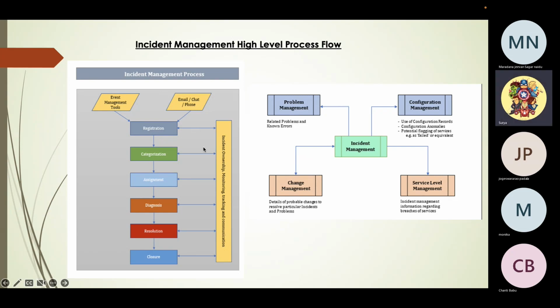And if you see this, this is where incident management comes in. They will take complete ownership, monitoring, tracking, and communication of the incidents. So this is how the incident will be reported and this is how it will be closed. This is the basic role of the incident manager.